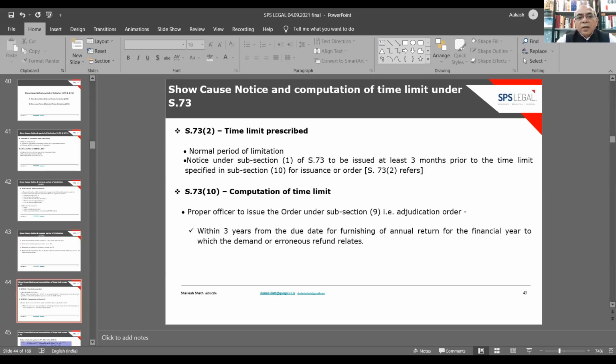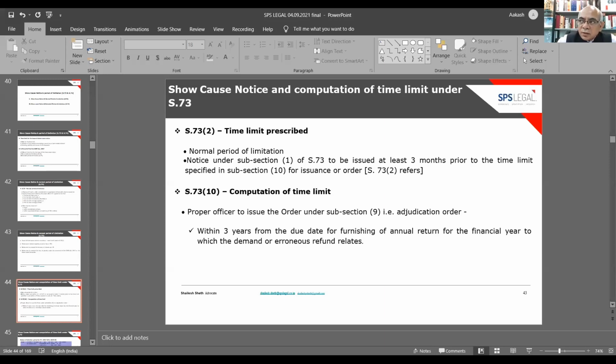imposed on a party. The time limit prescribed in case of 73(2) is that the notice under subsection 1 shall be issued at least 3 months prior to the time specified in subsection 10 for issuance of the order. In other words, the time limit under 73(2) is linked to the time limit prescribed for the passing of the adjudication order by the authority. And what is that time limit? 73(10) says the proper officer shall issue the order under subsection 9, that is after considering the representations made by the party, within 3 years from the due date for furnishing of the annual return for the financial year to which the demand or erroneous refund relates. So the time limit for passing an adjudication order is 3 years from the due date of furnishing the annual return for the relevant financial year.